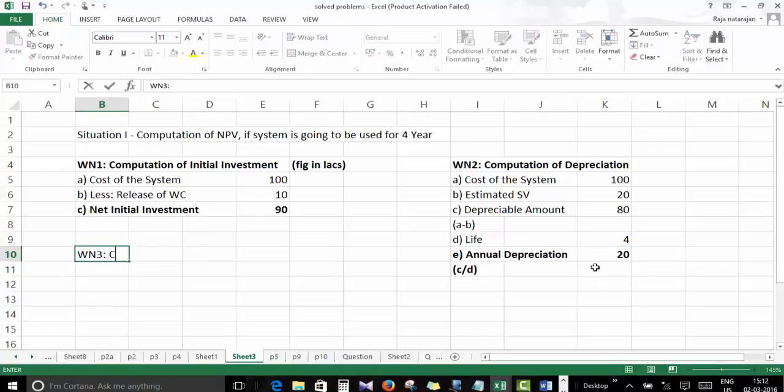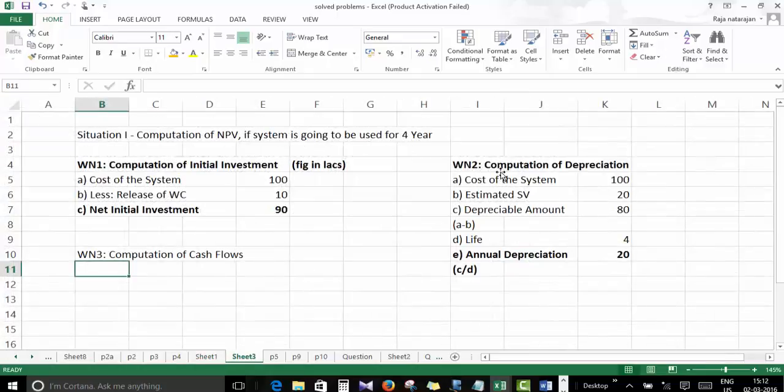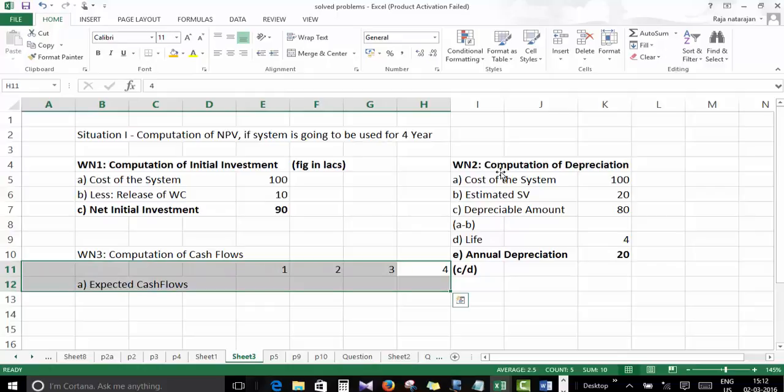Working note 3, computation of cash flows. And what's the life? It is 4 years, right? So every year the expected cash flow we have somewhere here. Every year the expected cash flow is 30 lakhs. So let me write item A, expected cash flows. And for how many years? It's going to be for 4 years, right? So let me write the years. It's 1, 2, 3, and 4. Let me take them to the next row.